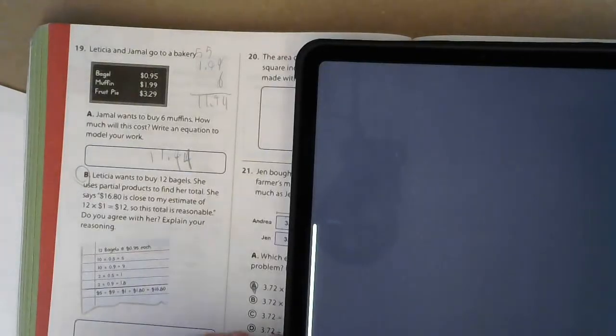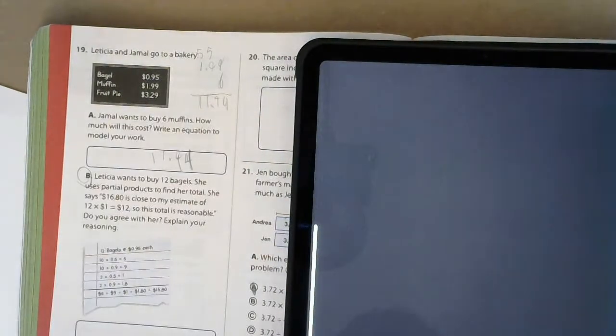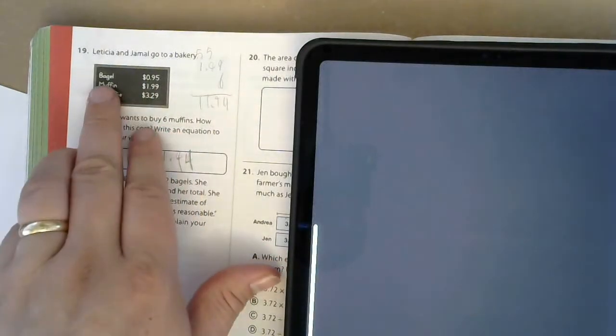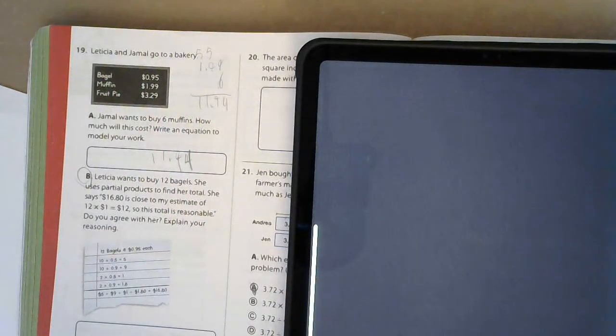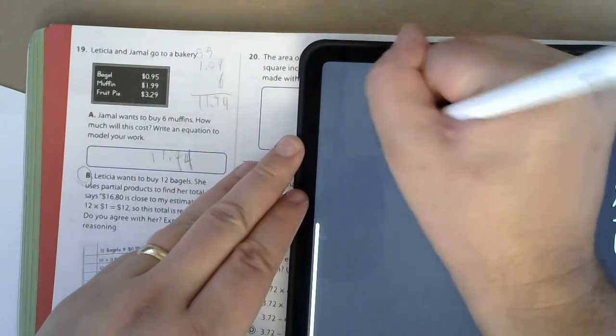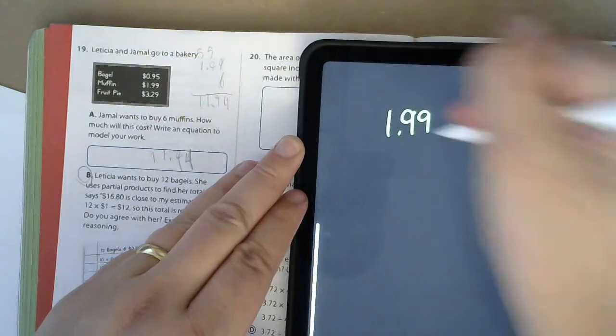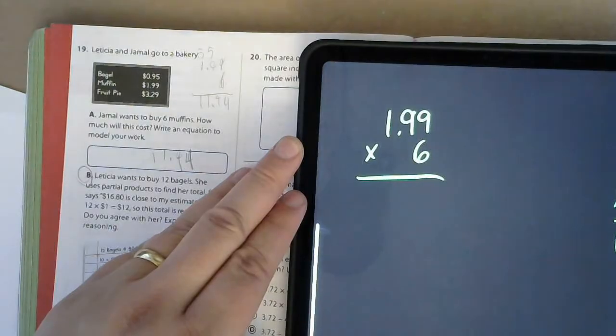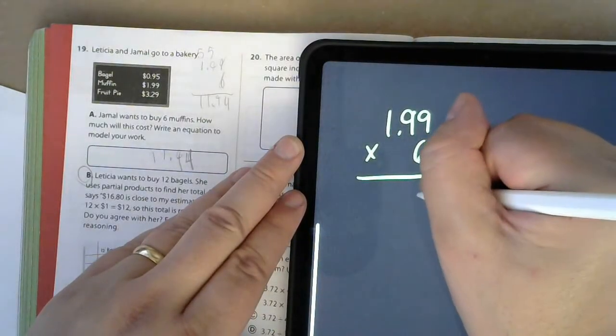On to number 19. We have Letitia and Jamal at a bakery. There's a bagel, a muffin, a fruit pie, and it says Jamal wants to buy 6 muffins. How much will this cost? Well, look, we're just going to take the price of 1 muffin, which is $1.99, and we're going to multiply it times 6. So I'll just go 6 times 9 is 54.